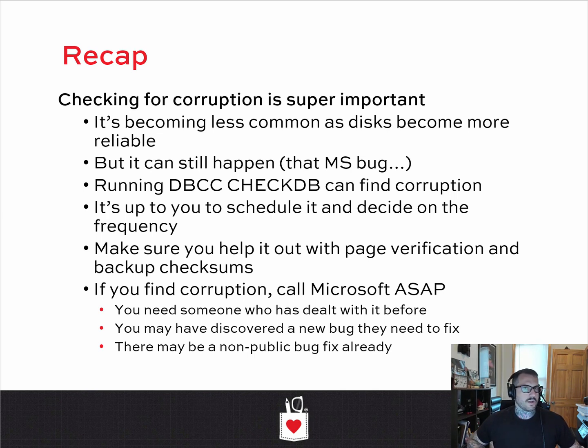Talk to the business stakeholders and tell them why it's absolutely necessary for databases of this size to be checked in isolation. Make sure you help CHECKDB and yourself out by turning on page verification to CHECKSUM and taking backups with checksum, along with enabling alerts for errors 823, 824, and 825. And again, if you find corruption, just call Microsoft. It's so worth it for the money to have that sort of reassurance on the phone with you.